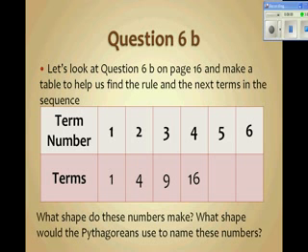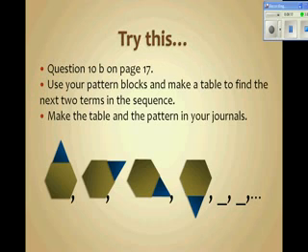Now I'd like you to try this. On page 17 in your math book, question 10B, there is a pattern using pattern blocks. I'd like you to use the pattern blocks at your table and find the next two terms in the sequence. Make a table and draw in the pattern and the term number. Use your journals to write each of these down.